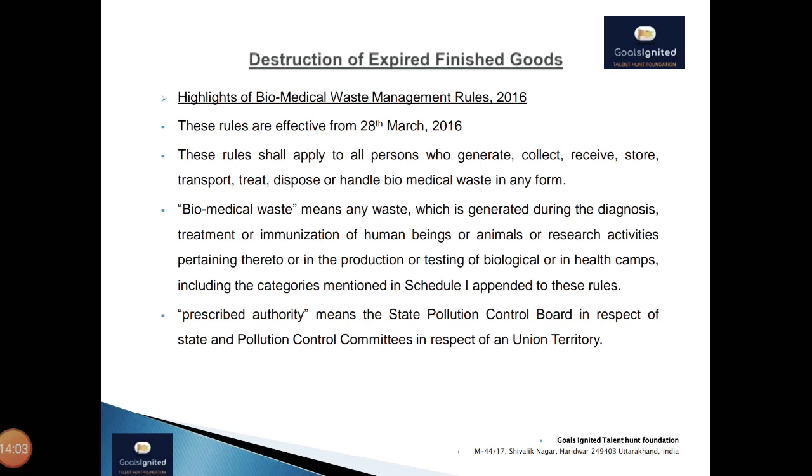And the prescribed authority means the State Pollution Control Board in respect of the states, or the Pollution Control Committees in respect of the union territories. If it is a state, then it is applicable for the state, and if it is a union territory, then it is applicable to the union territory.